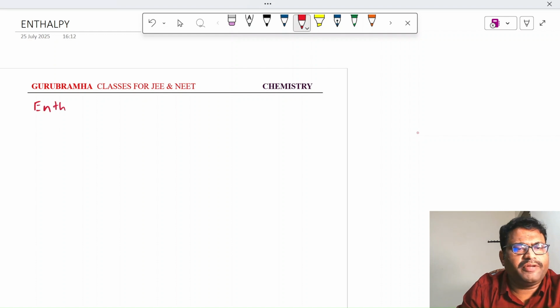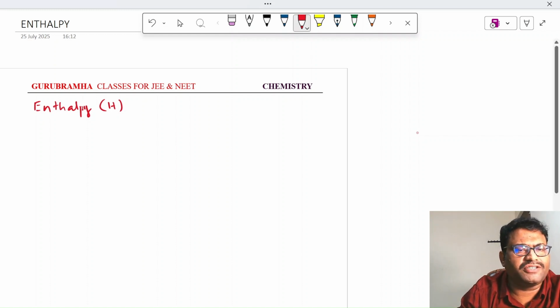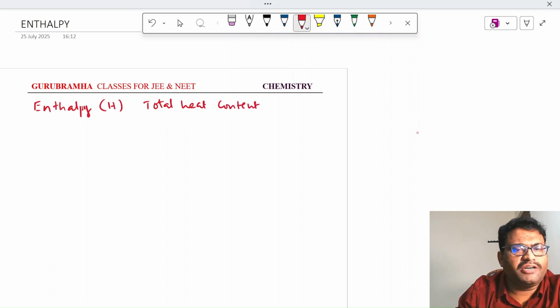So enthalpy, represented by capital H, is the total heat content present in a system at constant pressure and constant temperature. Total heat content present in a system at constant pressure and constant temperature, and that is called enthalpy. Right?